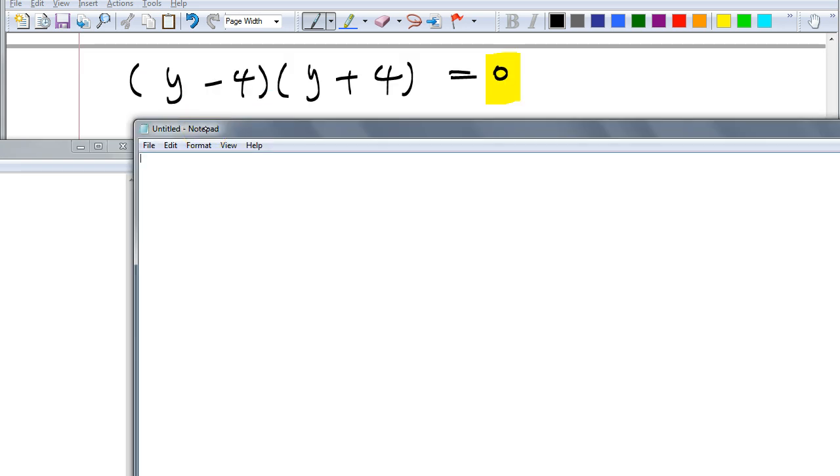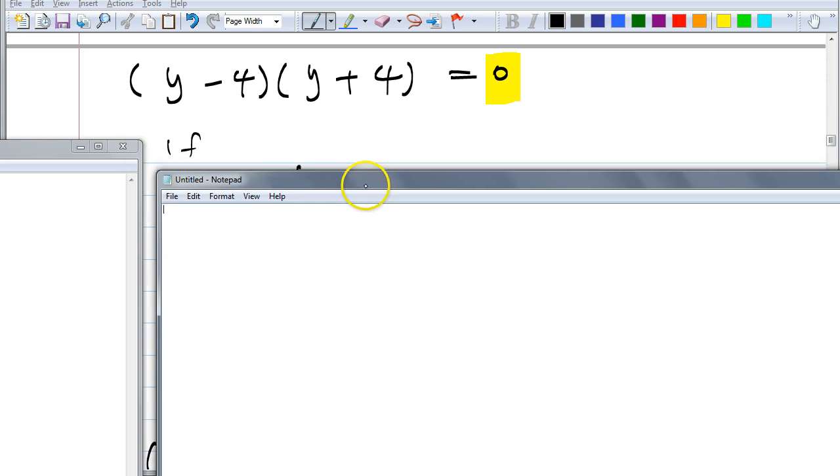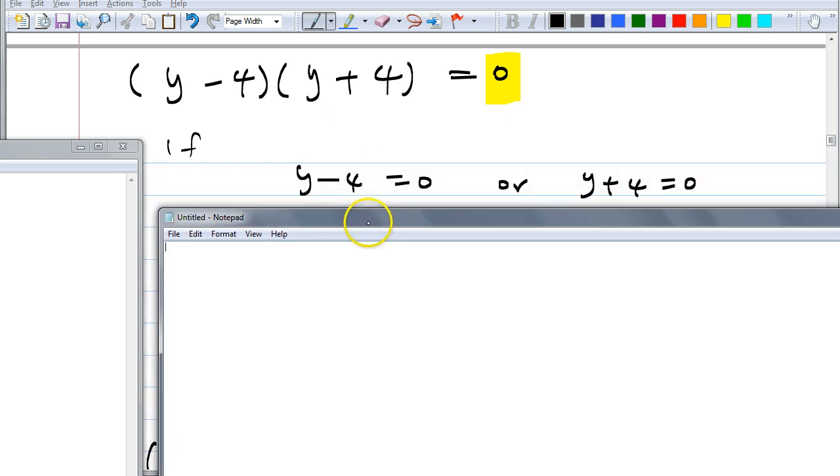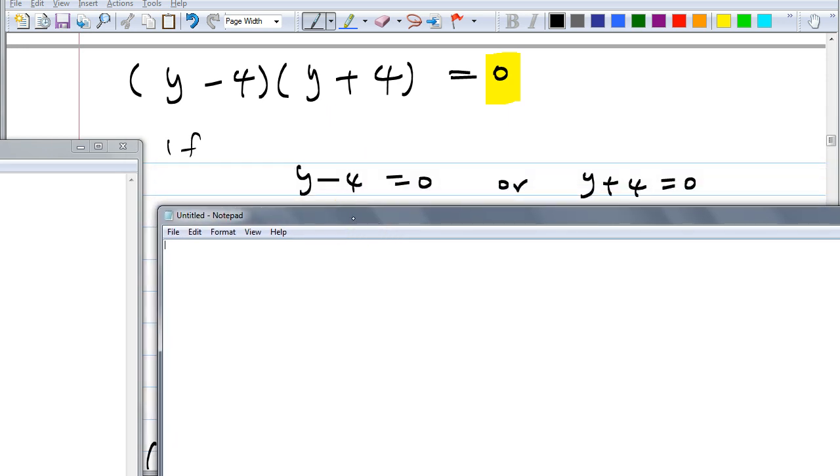Class, when would this be true? This is true only if what? If y minus 4 equals 0 or? Right. And do we know how to solve these simple linear equations? Yeah. So Royce, what do we get? Y equals negative 4 or y equals 4. Well, the first one becomes 4, doesn't it? Oh, okay. I see what you did.